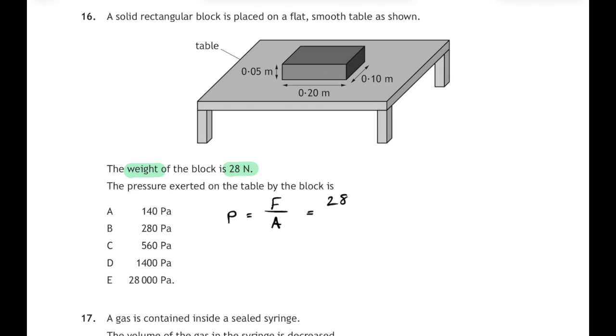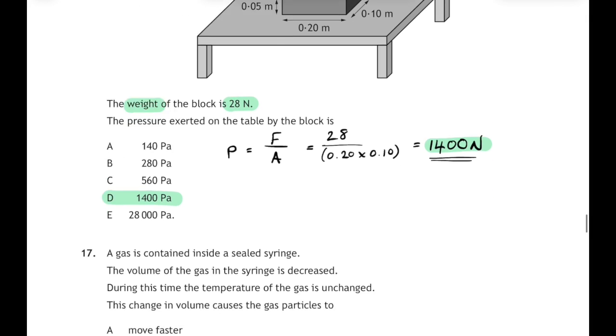And we can see the area of the block on the table in the diagram is 0.20 metres by 0.10 metres. If you do that correctly on your calculator, it gives you an answer of 1,400 newtons per square metre, or 1,400 pascals that should be, which corresponds to answer D, 16D.